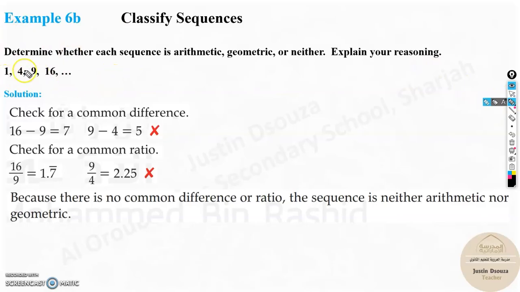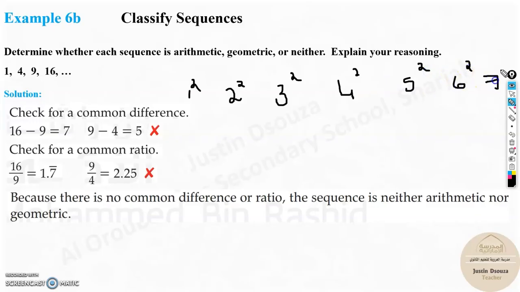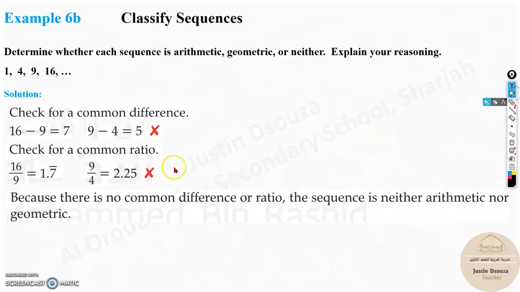You can see these are powers. 1 squared is 1, 2 squared is 4, 3 squared is 9, 4 squared is 16. Next would be 5 squared, 25, 6 squared, 36, 7 squared, 49, and it would go on. So this is the pattern here. But this is not an arithmetic nor a geometric sequence.